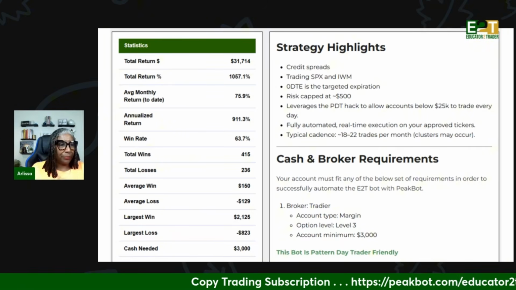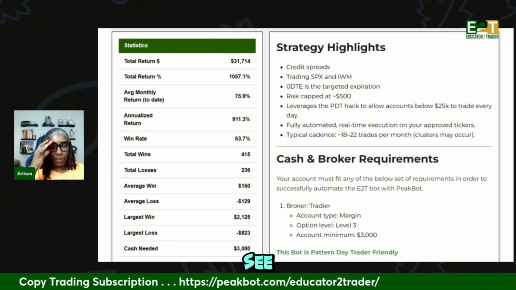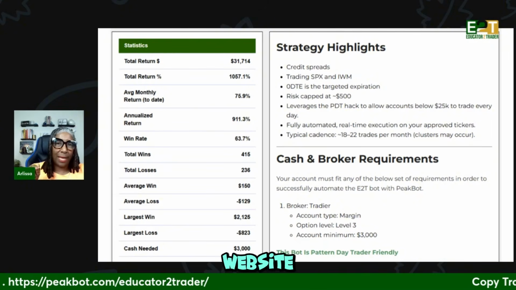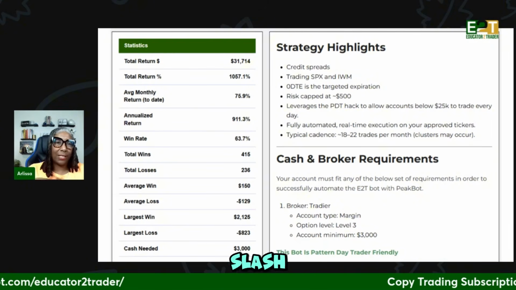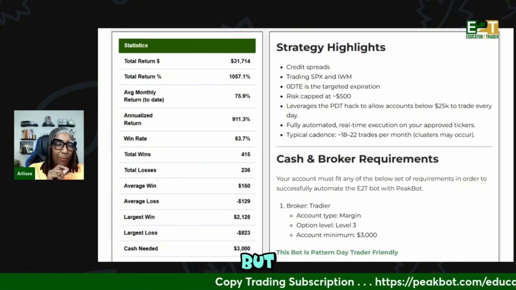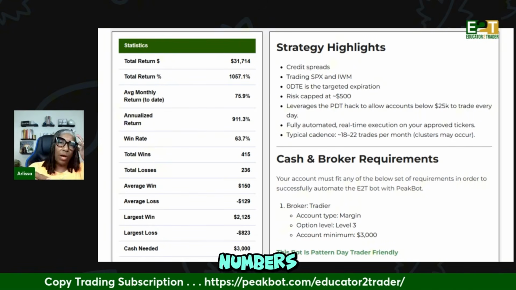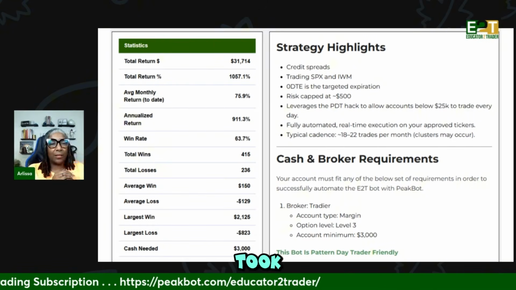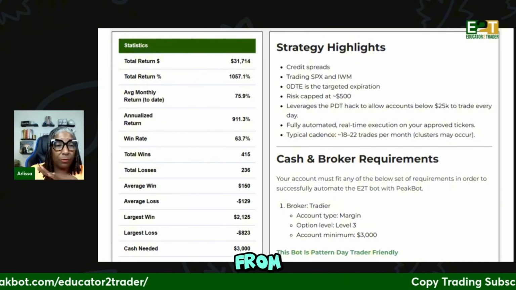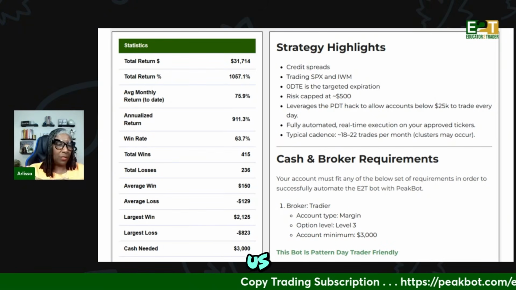All righty. This information that you see on the screen right now is on that same page, the website that I gave you, peakbot.com/educator2trader. You can go and see it for yourself, but I took a clip of it. It's the strategy highlights, all the numbers and the data. I took all of my 0 DTE data from this year and gave it to them, and they aggregated it up and gave us all these numbers.